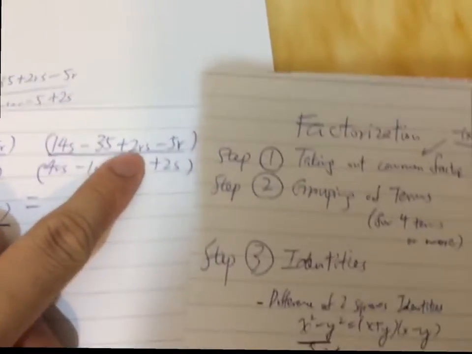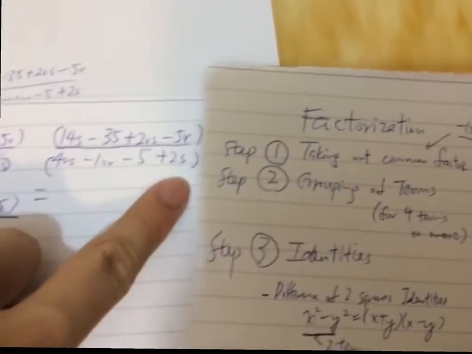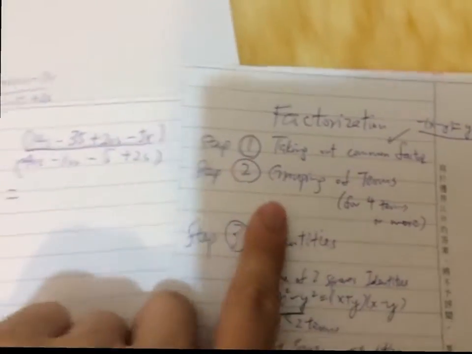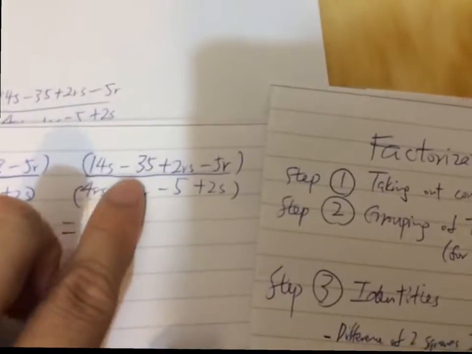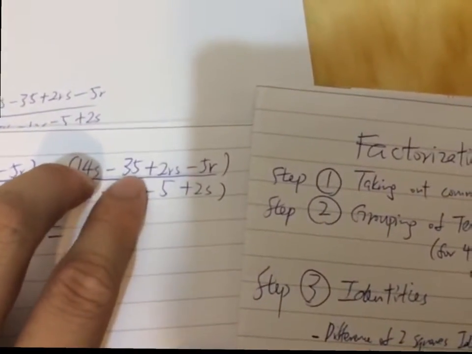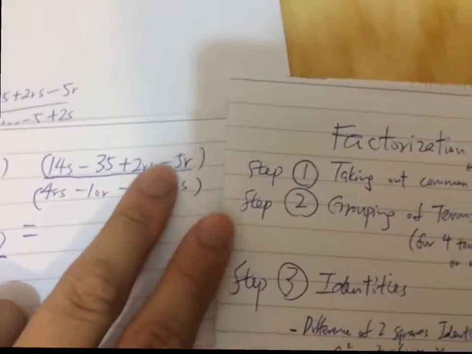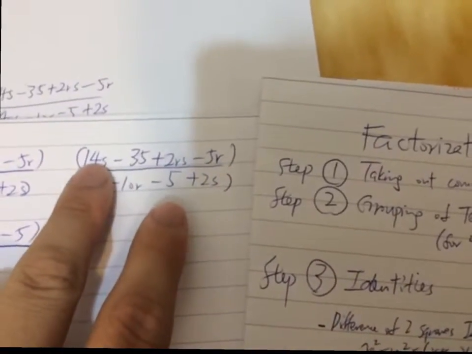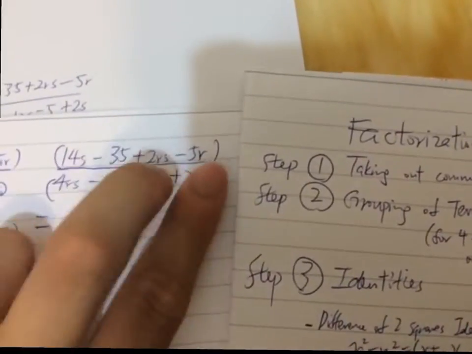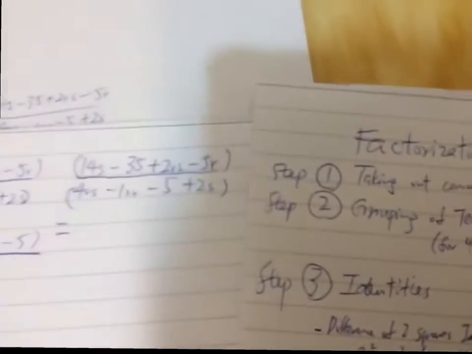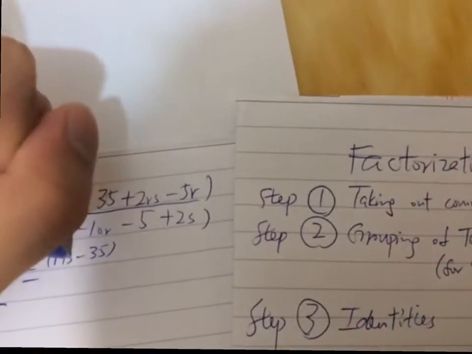14, 35, 2 and 5, no common factor. 4, 10, no common factor. Try 4 terms. We try grouping of terms. Okay, these 2 are factor of 7. These 2 can have a factor of r. Okay, and 7 times 2, 7 times 5 is 2s, is 5. Then I think these 2 match. So I can group like this.